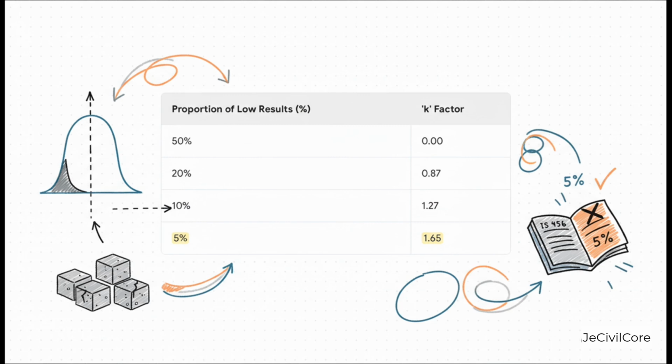This K factor, as it's called, is directly tied to the percentage of results you're willing to let fail. If we were okay with 10% of our concrete failing, we would use a K factor of 1.27. But IS 456 is strict. It mandates a maximum of 5% failures. And the statistical constant that corresponds to that 5% threshold on a normal distribution curve is precisely 1.65. This number is what directly connects our formula to the code's official definition.